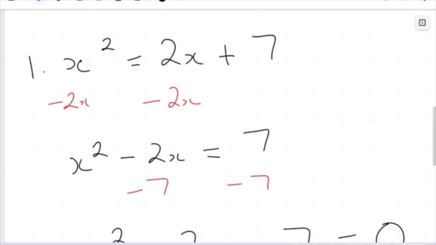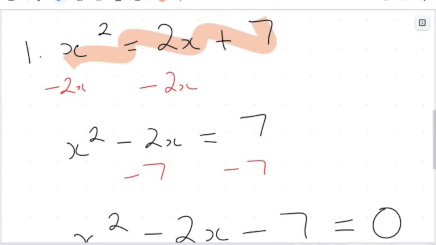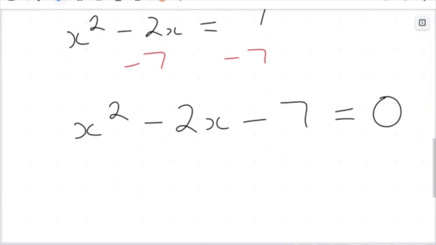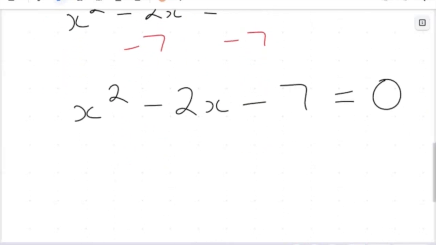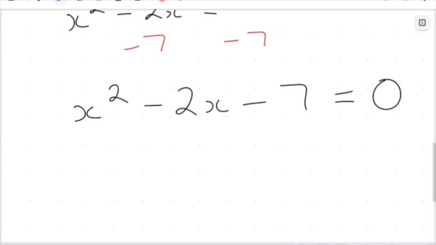Now I have my quadratic equation. I had a type of quadratic equation up here, but now I have it in standard form. All of my terms on one side, my expression on one side, equaling 0 on the right-hand side.